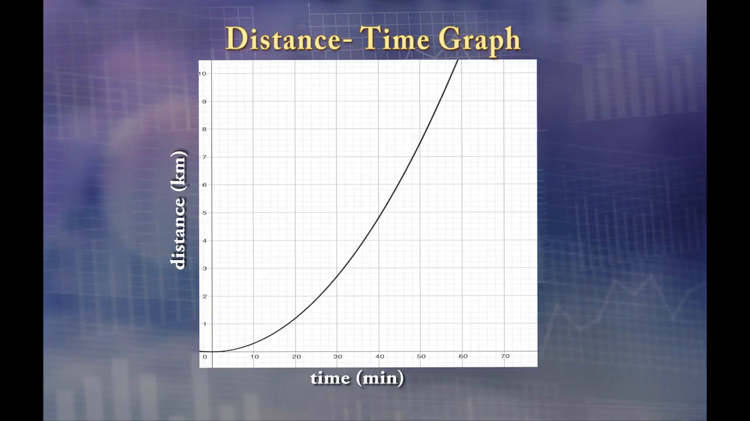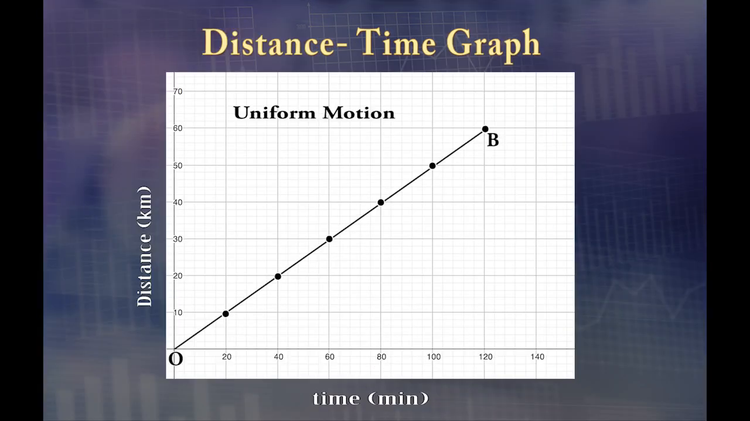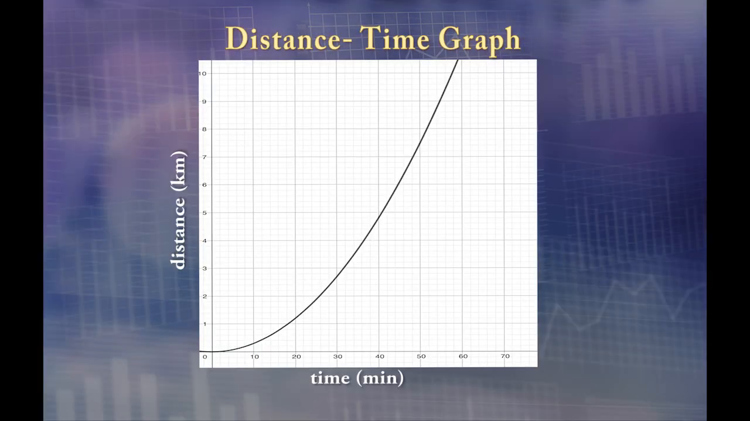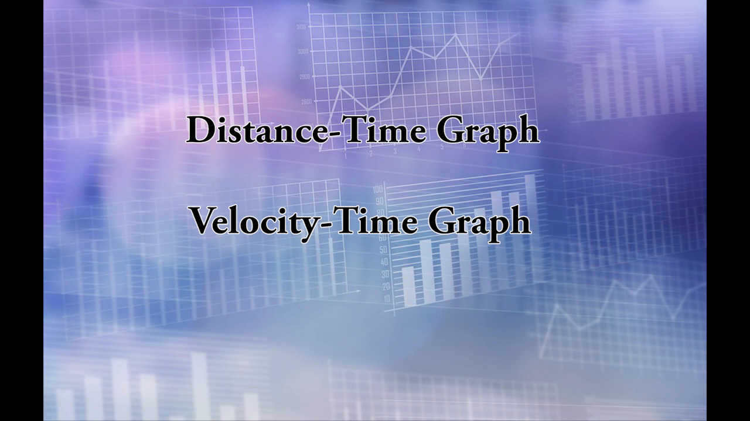Now, look at this graph. Is it different from the previous graph? Yes, the previous graph was for uniform motion, and the graph that we see now represents motion with non-uniform speed. So students, we have seen what a distance-time graph is, and now let us discuss the velocity-time graph.